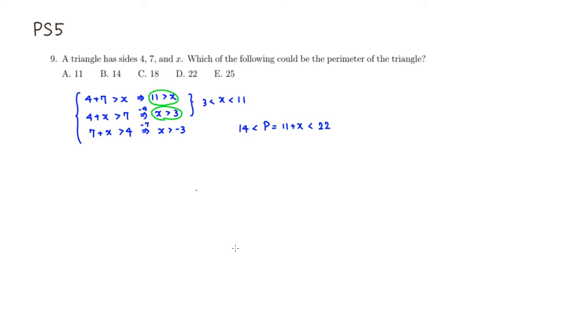All right. Then you can see that the perimeter is between 14 and 22. We know that it can't be 11, too small, and 14 is too small. Right, 18 is good because it's greater than 14 and less than 22, and 22 is too big, and 25 is even bigger. Right, so therefore the answer is C. All right, that's it. I hope that this was clear.